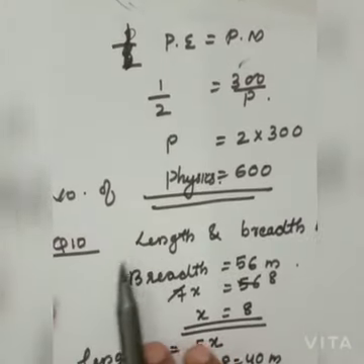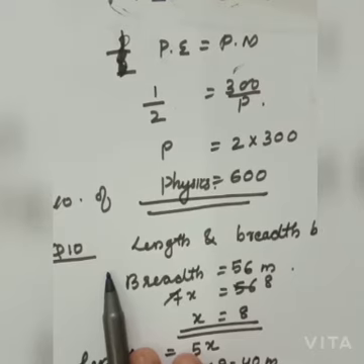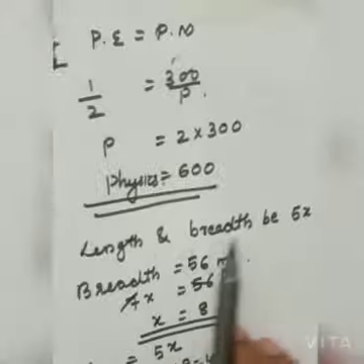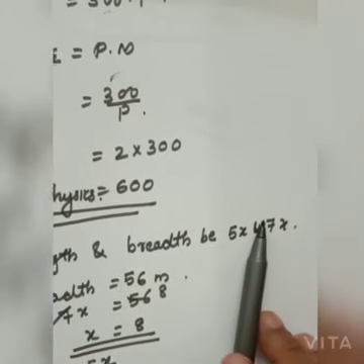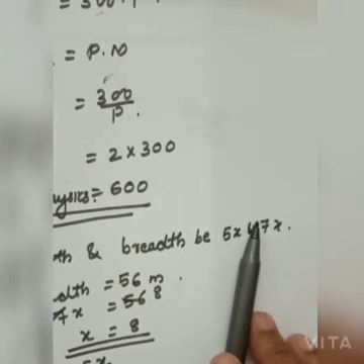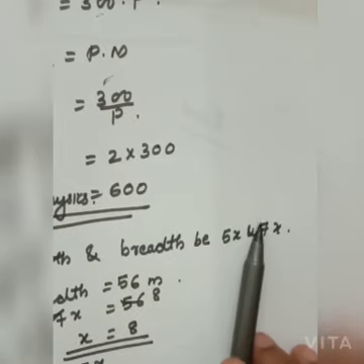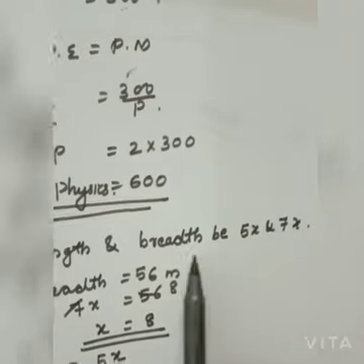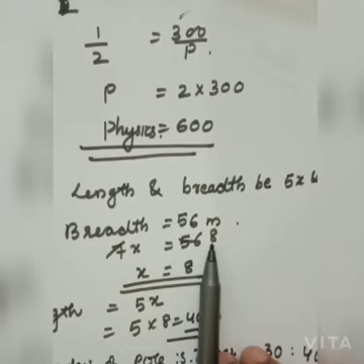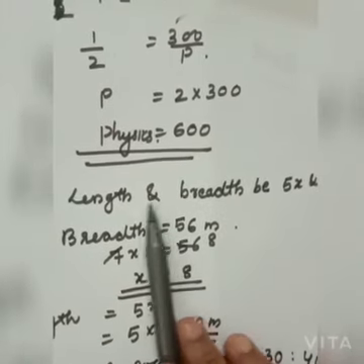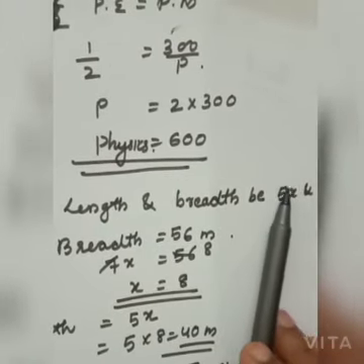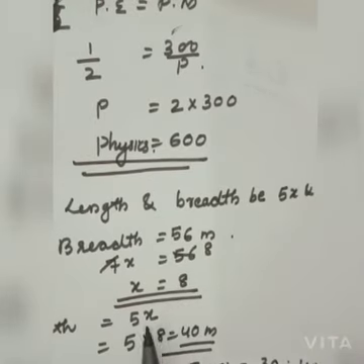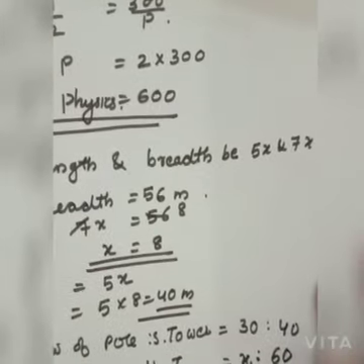Now question number 10. The ratio of the length and breadth of a field is 5:7. Length is 5x and breadth is 7x. You have to find out its length. Breadth is 56. Breadth is 7x, and that breadth is given as 56. That is, 7x is equal to 56. Then x equal to 8. Then what is the length? Length is 5x. In place of x you have to put 8. 5 into 8, 40. Clear?